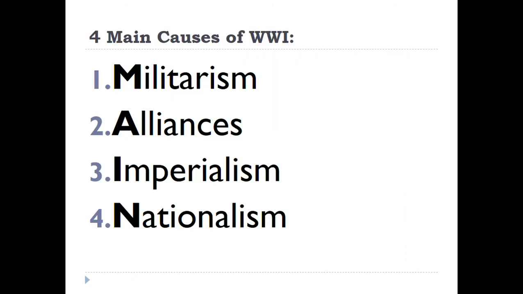There's a good little mnemonic device you can use to remember the long-term causes of World War I. And the word main will help you remember it. If you remember M-A-I-N, main, like the 4 main causes of the war: militarism, alliances, imperialism, and nationalism. We'll talk about all 4. So that's the first one.